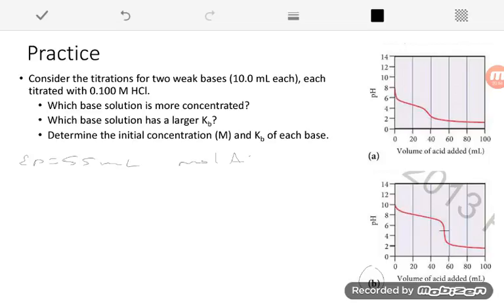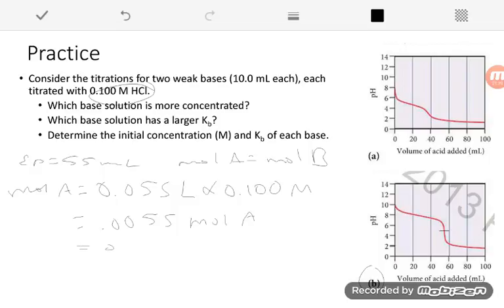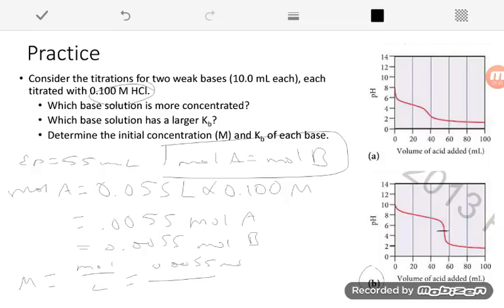And again, at that equivalence point, the moles of acid and the moles of base are equal. So I need to figure out the moles of acid, which is just given by my liters, 0.055 liters, times my concentration, 0.100 molar. And that leaves me with 0.0055 moles of acid, which means I also had 0.0055 moles of base, because at the equivalence point, those two pieces are equal. So we can just get the molarity of that base by putting our moles over our liters again, 0.0055 moles over 0.010 liters, and that's going to give me 0.55 molar for B.